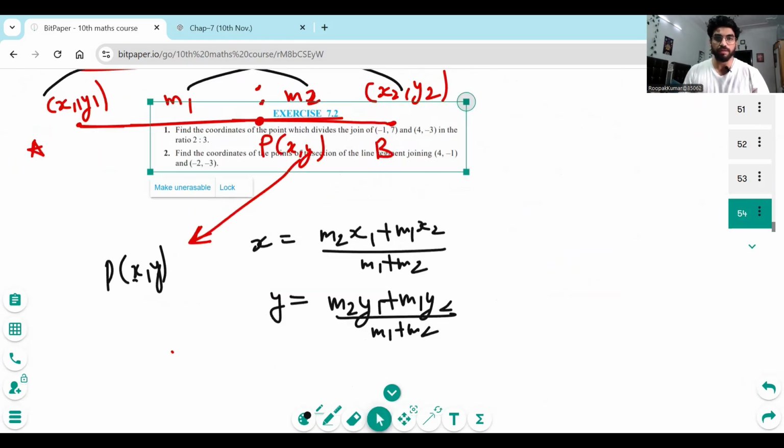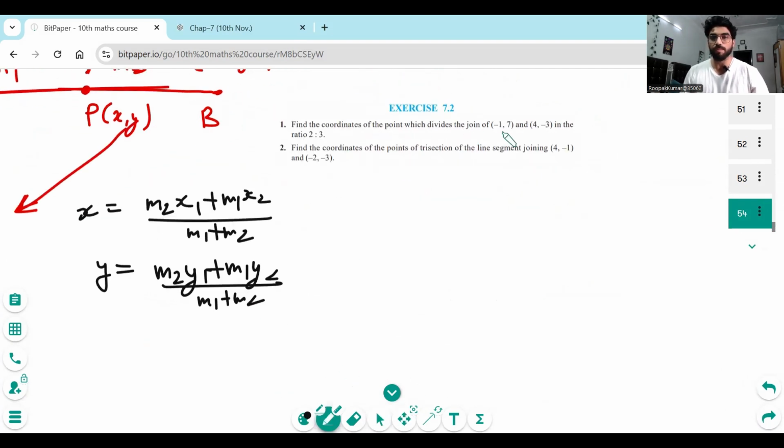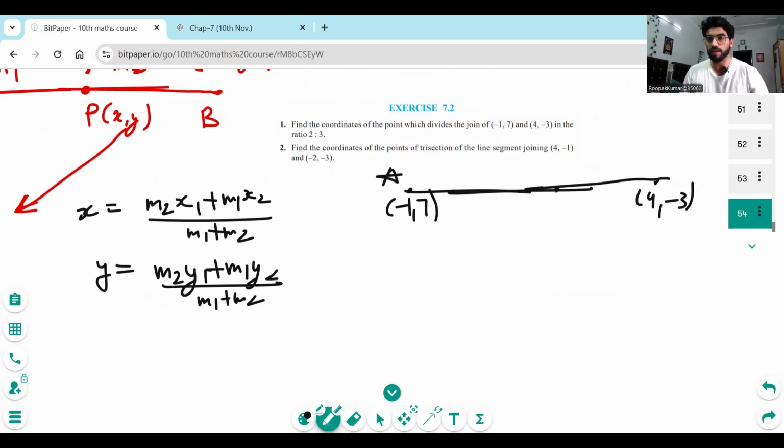Take it here so that it's in front of you and you can see what is going on. So find the coordinates of the point which divides. These are the points and it is being divided by some point. Okay, same question, AB straight line, make sure you use pencil. So P, the ratio is 2:3.